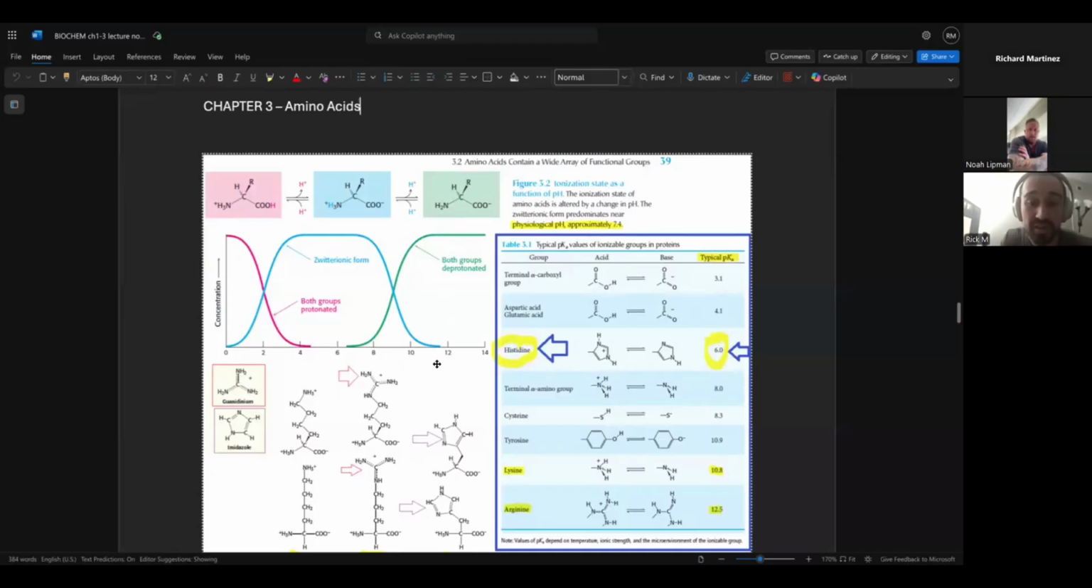That means it's super basic. It's higher than 7. 7, 8, 9, 10, 11, 12. This is super basic. This is a zwitterion, meaning that it's not really basic. It's not really acidic.